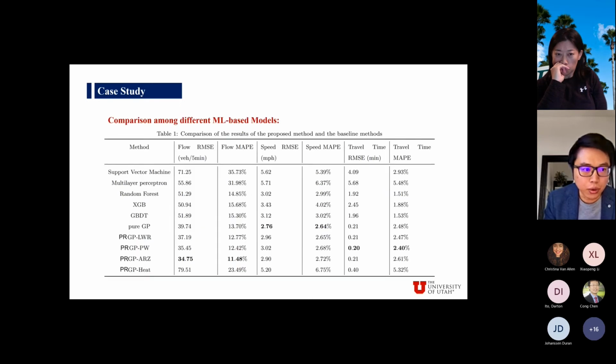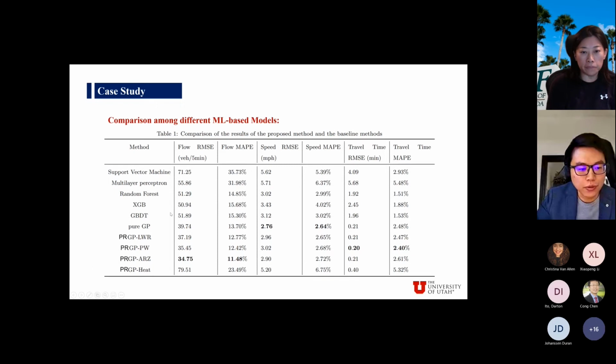So here is a quick comparison among different machine learning models. Those are the other machine learning models, like support vector machine, random forest, XGB, GBDT, and so forth. And also definitely the pure Gaussian process, the conventional Gaussian process.